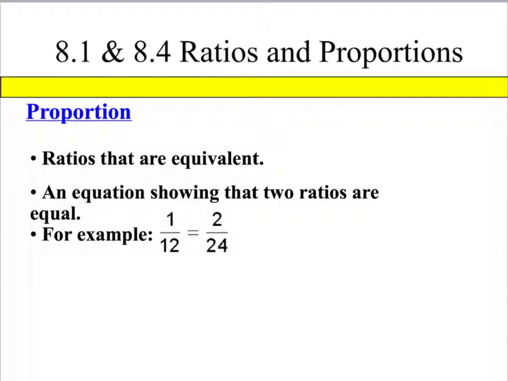So if you look at 1/12 is equal to 2/24. Remember when we talked about 7 fifths and 28/20. This could be called a proportion. They're equal to each other. They are equivalent. So what we are going to be doing is making equivalent ratios. And there's one way to do that, and I'll show you.